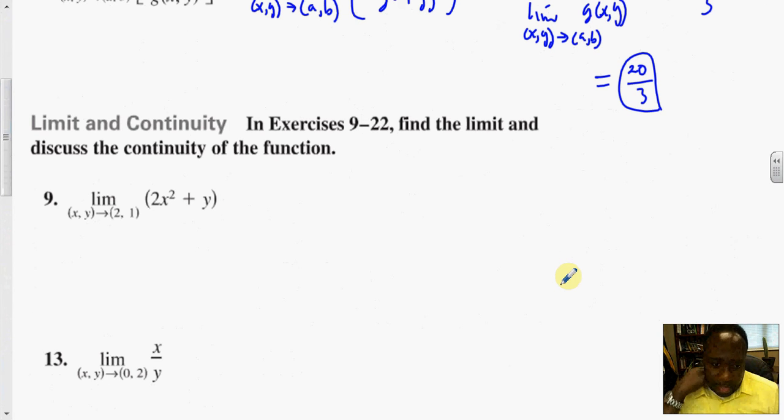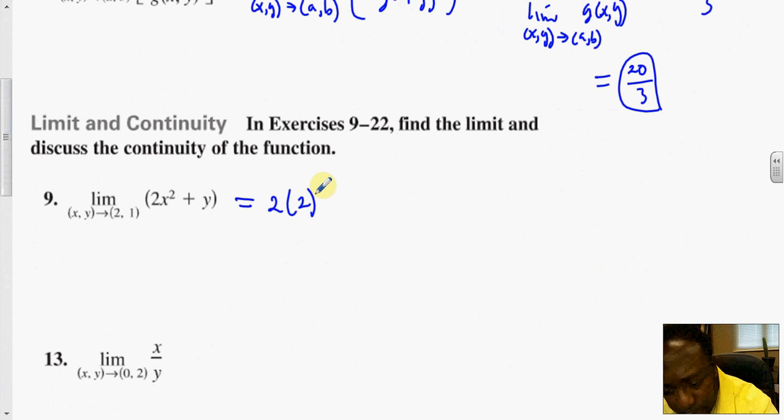Find the limit and discuss the continuity of the function. Well, this function is continuous. It's a polynomial. It has no fraction, like x divided by y or 2 divided by x or something like that, where you would have to examine the denominator to discuss the continuity. So we just use direct substitution, what I call just plugging in, and you find the limit. So this is 2 times 2 squared plus 1, and so we get 9.